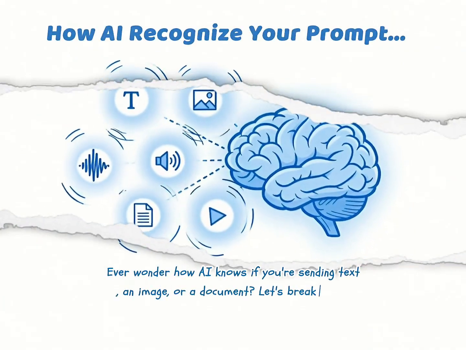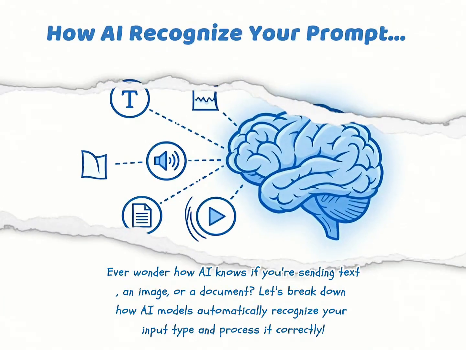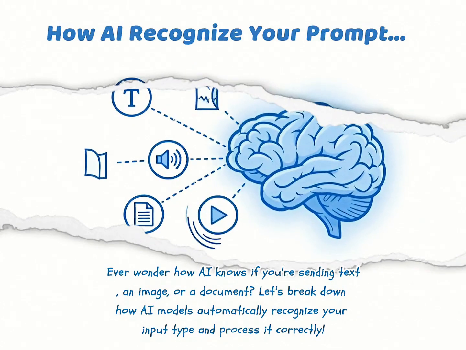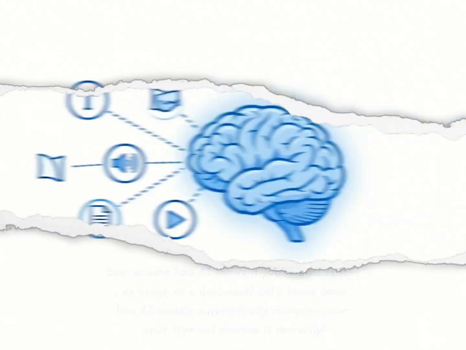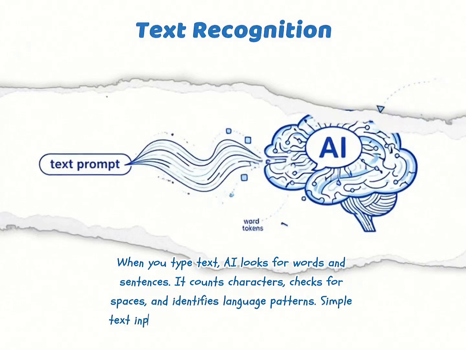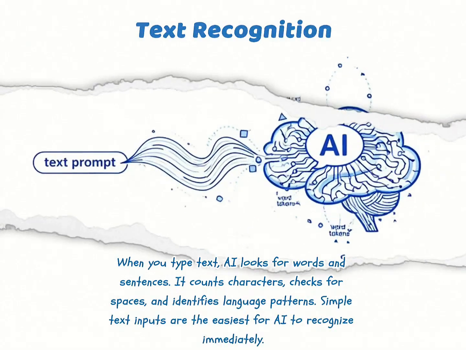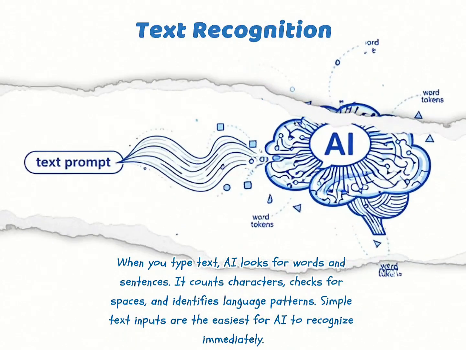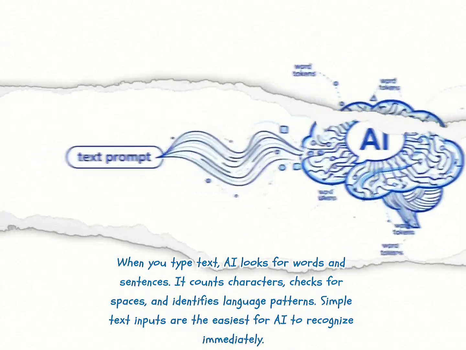Ever wonder how AI knows if you're sending text, an image, or a document? Let's break down how AI models automatically recognize your input type and process it correctly. When you type text, AI looks for words and sentences. It counts characters, checks for spaces, and identifies language patterns. Simple text inputs are the easiest for AI to recognize immediately.